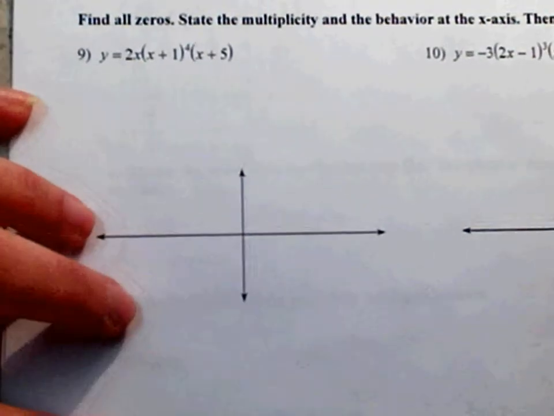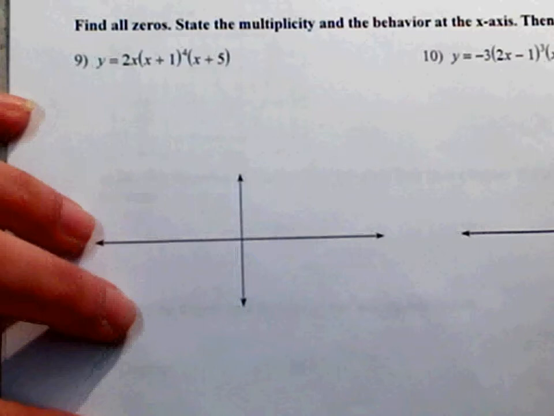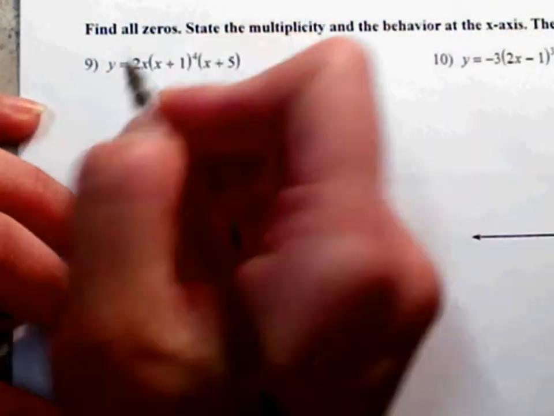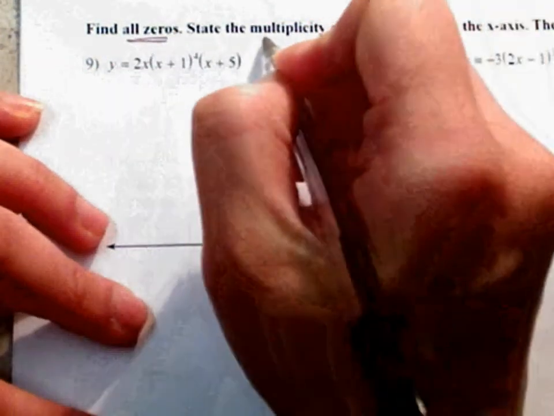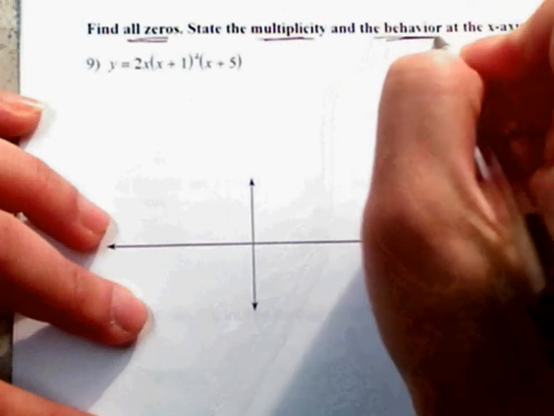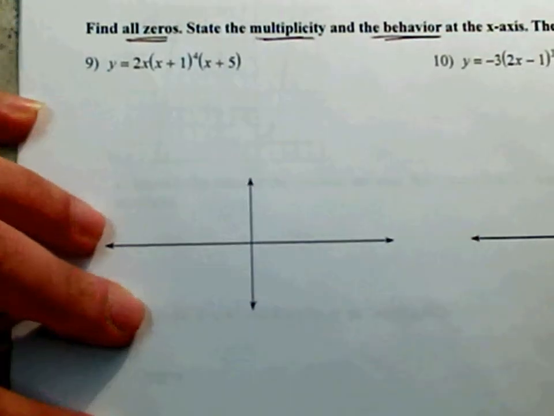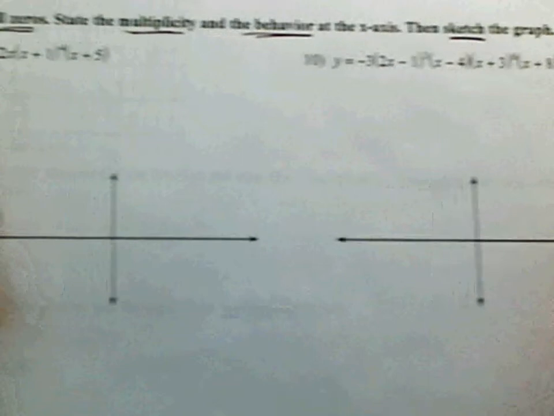All right, welcome back. We are doing review number 9 through 13. Read the directions. Find all the zeros, state the multiplicity, and the behavior. Then sketch the graph. Okay, so those are the things that you have to do.